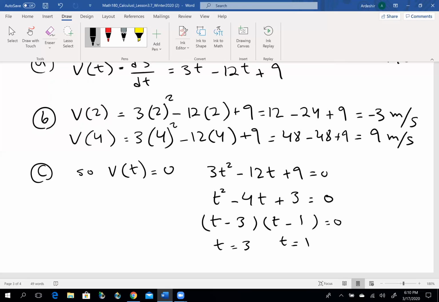Thus the particle is at rest after 1 second and after 3 seconds, because again guys, t is a time in seconds. So the particle is at rest after 1 second and after 3 seconds. So that's it. So here's example 1. So now let's go to the next example.